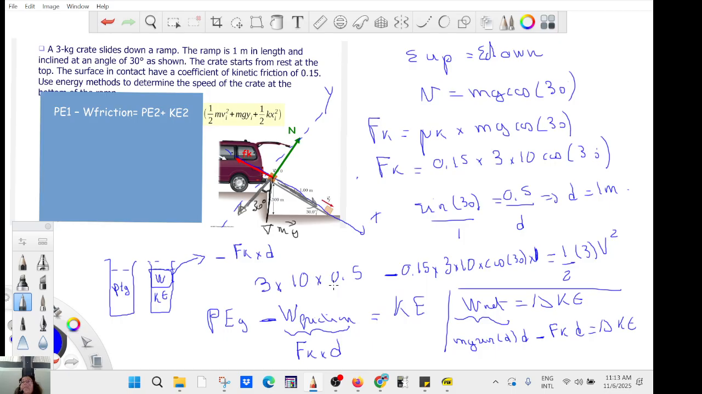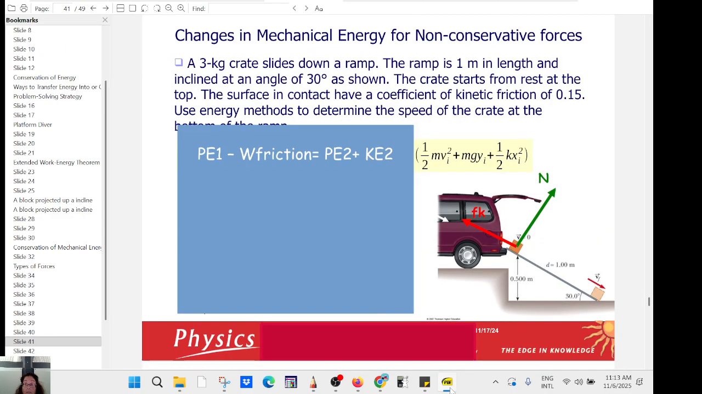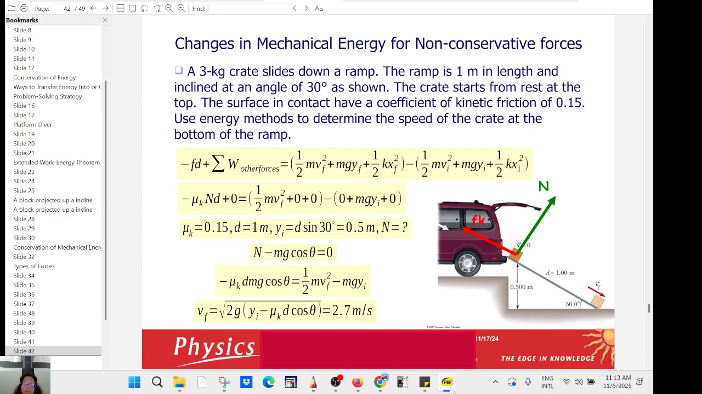Yes? And then it's just simple math. So you multiply by 2 everywhere, and you divide by 3 everywhere, and you take the square root. And you should get 2.7. Okay, you can also check how they did it. Any questions?